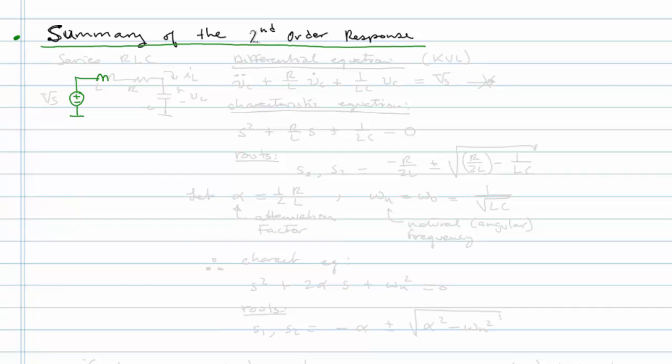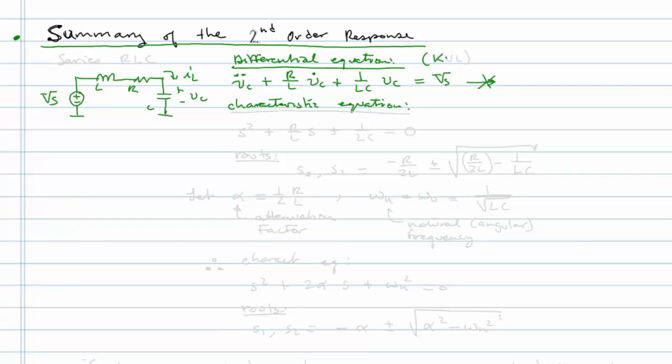I'll draw our now familiar RLC circuit. We have a differential equation in the capacitor voltage, VC double dot plus R over L VC dot plus 1 over LC VC equal to VS. Let's first write the characteristic equation. This differential equation really comes from the equation of motion, or from KVL in this case.